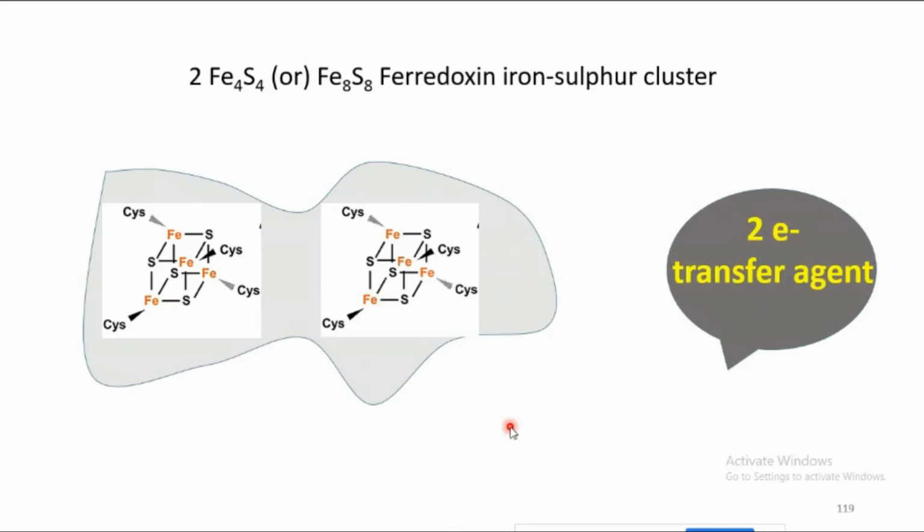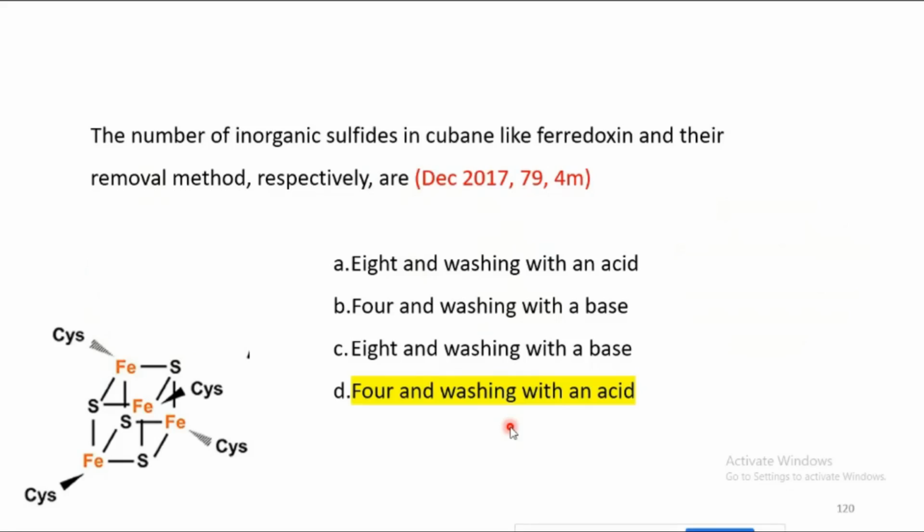Again, another one is the Fe8S8 cluster. It is nothing but the dimeric form of the Fe4S4 cluster, which corresponds to the transfer of 2 electrons. It is a 2 electron transferring agent which will readily transfer the electron from the iron sulfur cluster to the reaction center.